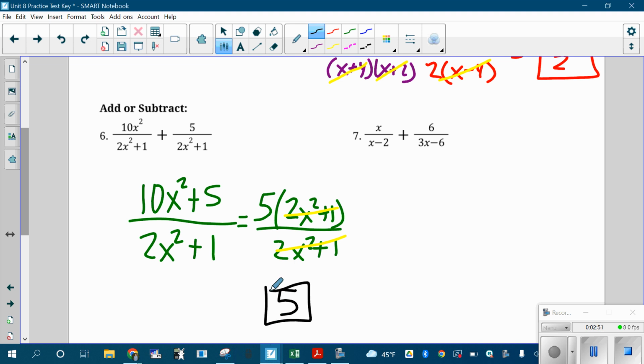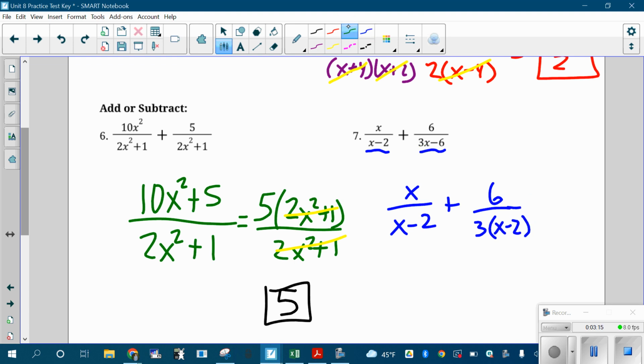The trickier problems happen when you have different denominators, like this. And when you have different denominators, it helps to start by factoring them. Okay? The x minus 2 doesn't factor, but 3x minus 6 does factor. So the left fraction I'm going to leave the same. The right one I'm going to factor the denominator by taking out a 3.